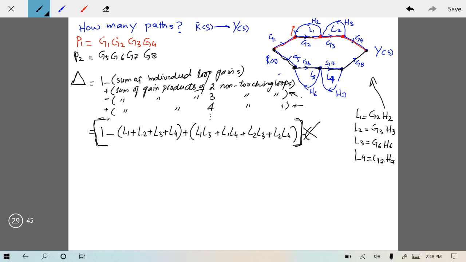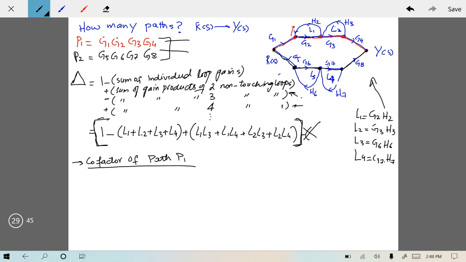Now, first of all, we found out how many paths. Then we calculated the determinant of the graph. Next step is to find the cofactors of these individual paths: cofactor of path P1 and cofactor of path P2. First of all, cofactor of path P1. How to find the cofactor of path P1?